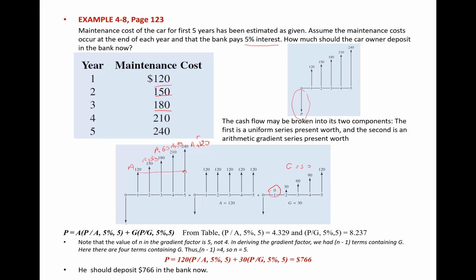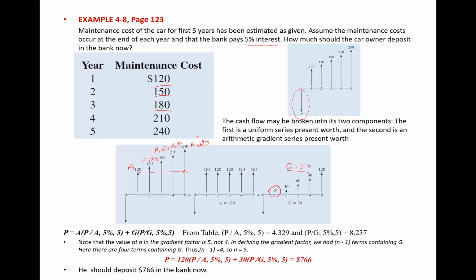For A we have 120, P given A 5% 5, plus 30, the value of G here, P given G 5% 5 years. So we get $766. So he should deposit in the bank in the beginning of the first year, 766, so he can take from the bank each year the maintenance cost of his car. He should deposit $766 in the bank now.